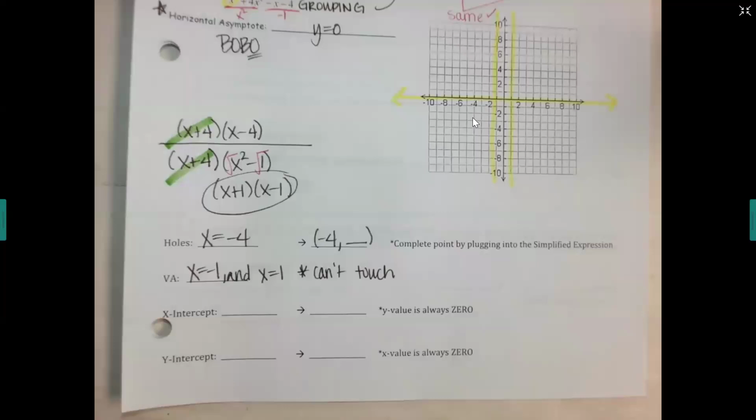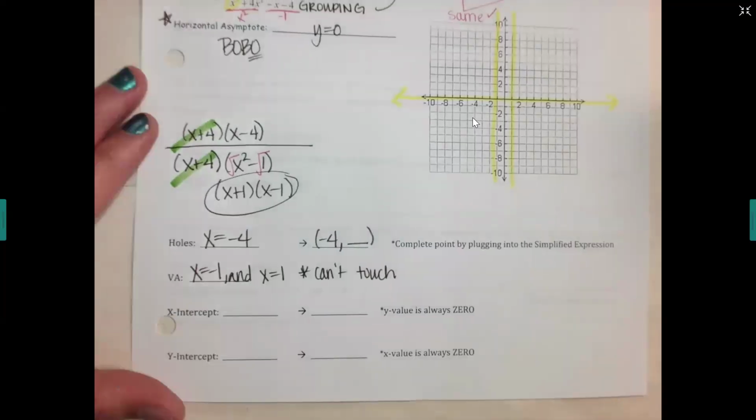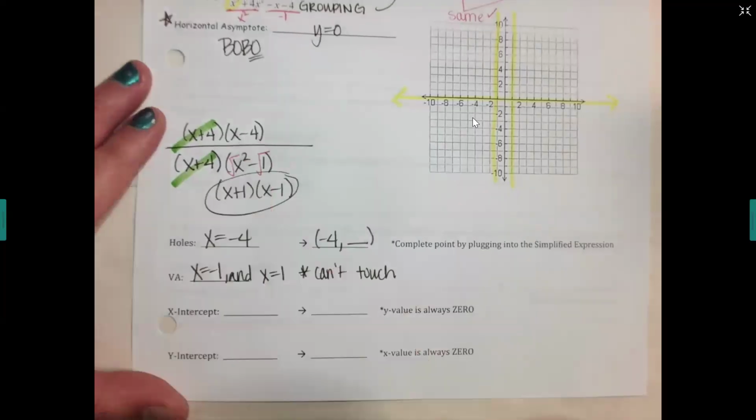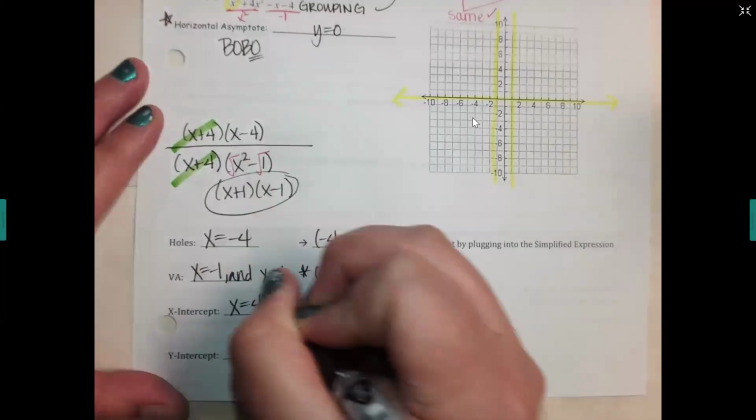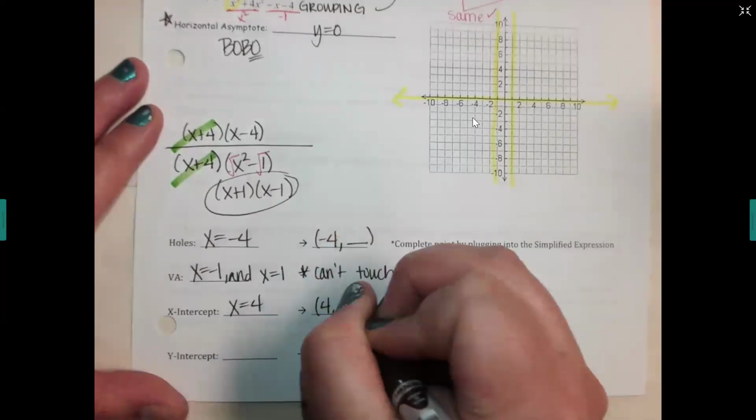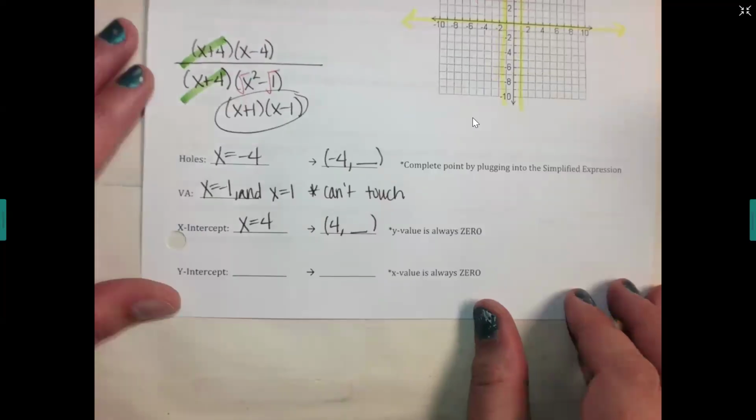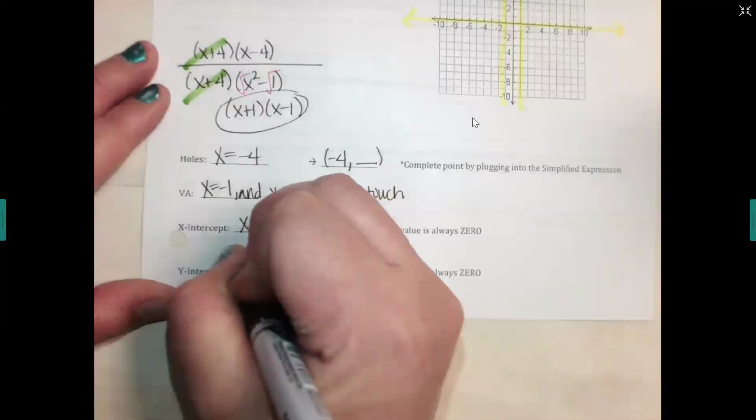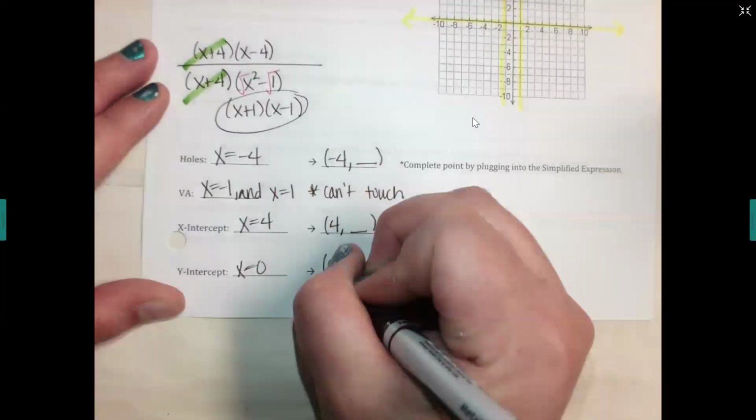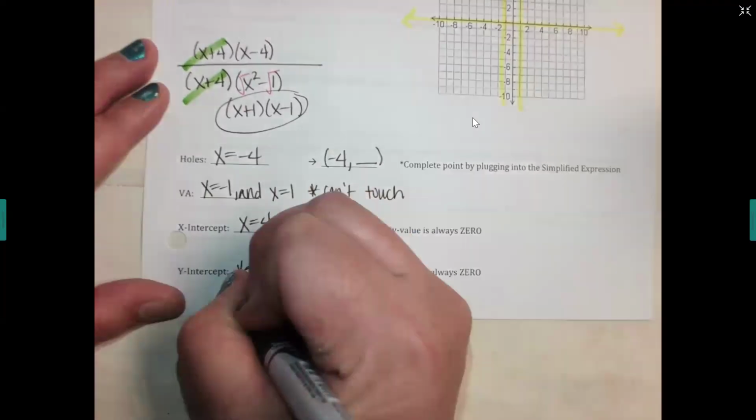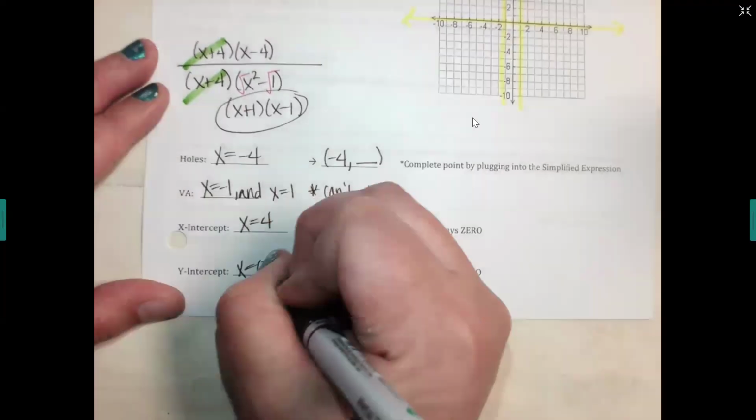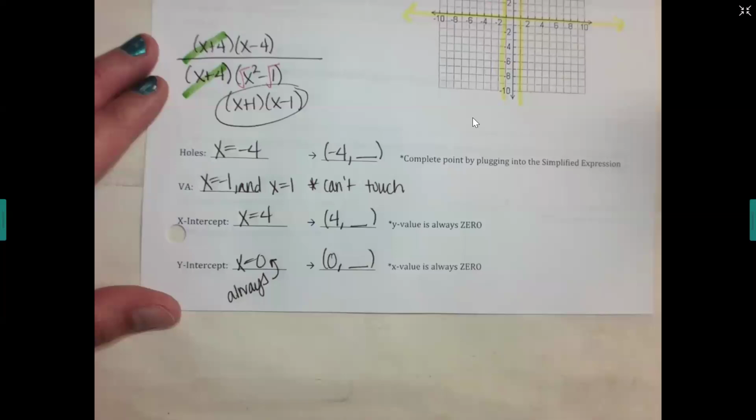Are there any x's left over on top for my fraction? And if it's a -4, where's the x-intercept going to be? +4. So it'll be 4 comma something. Okay, then also remember that your y-intercept is always the 0 partner. So we're just going to look that up in the table.